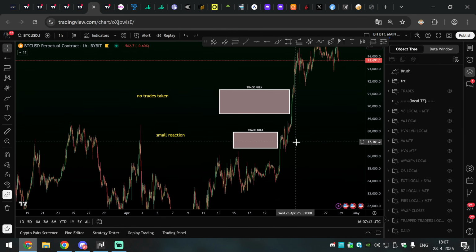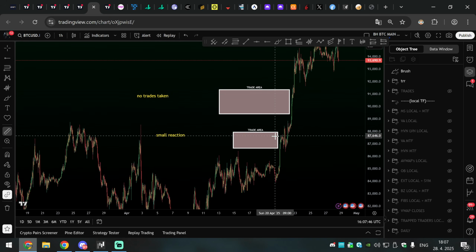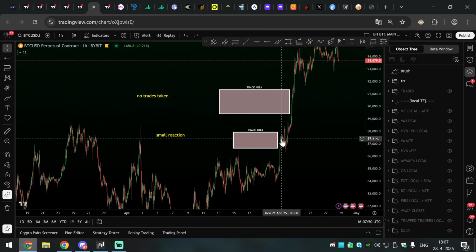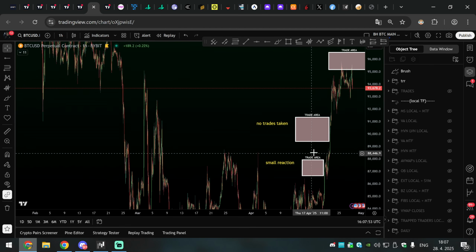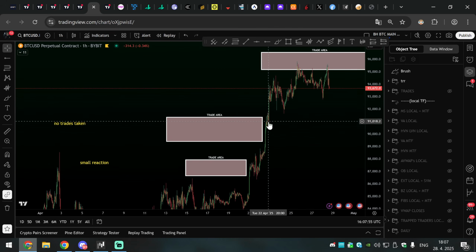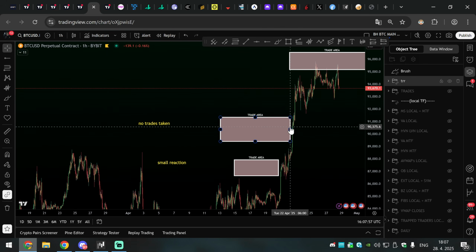We were getting a range, so it was not much, like how much was the reaction, 1% or something. So we made money maybe for a stop loss, and that's it. Another area, we were sweeping through this area without any reaction, so I was not taking any trade.